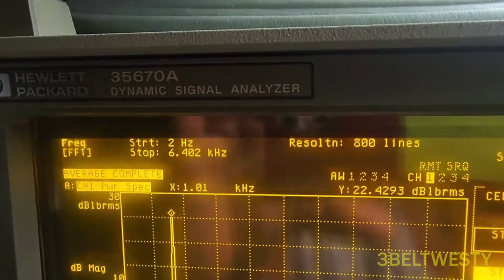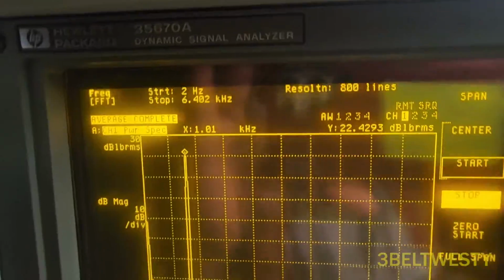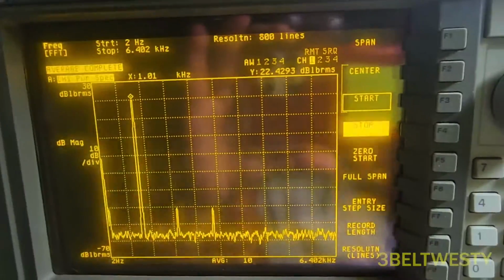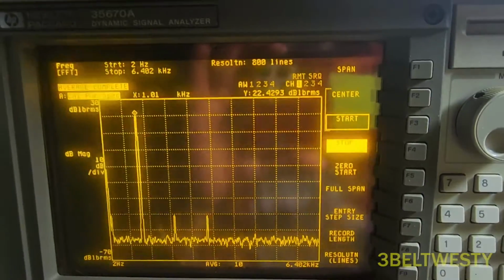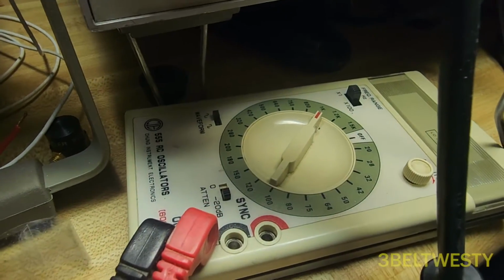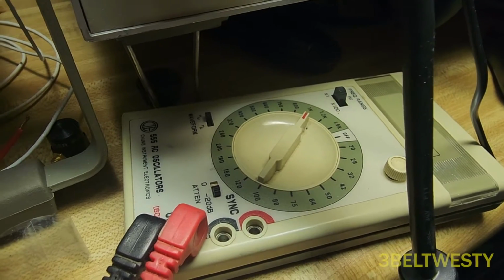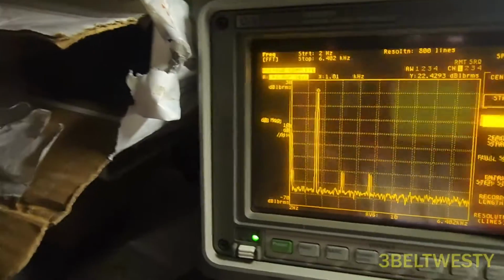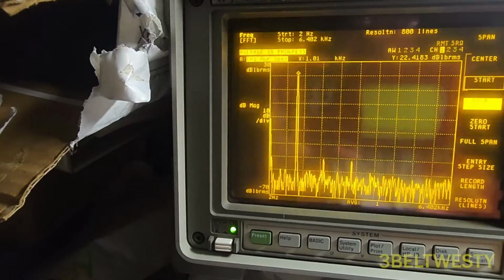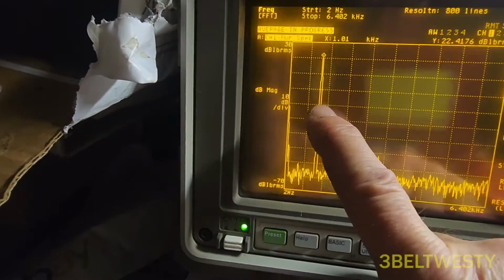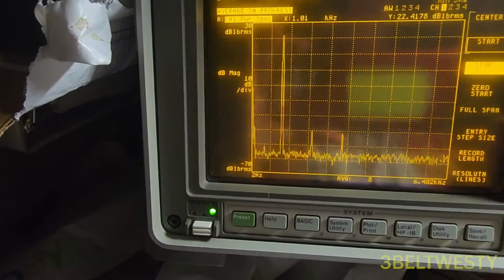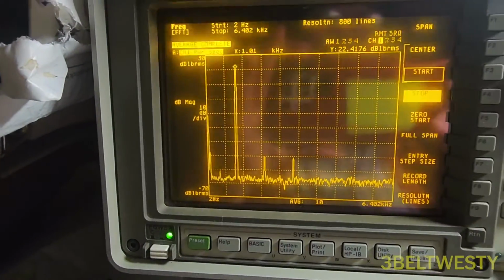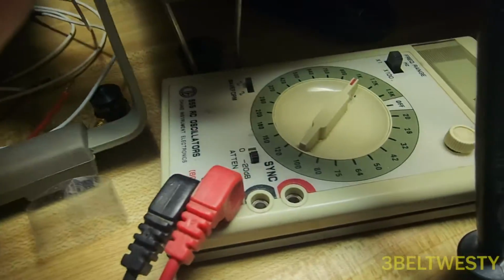The old 35670A, it just takes a long time to get it to work right. It's like it must have some memory problems or something. Got this here set to 1 kilohertz. Sine wave. Hit start. There's 1 kilohertz. There's 2, 3. So it's a pretty good sine wave because this is an oscillator.